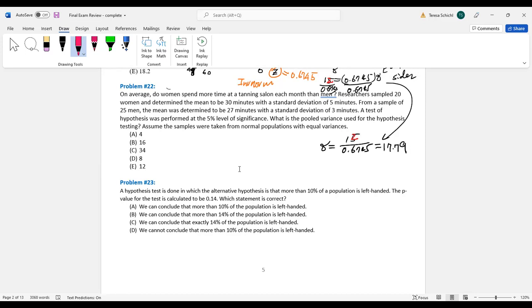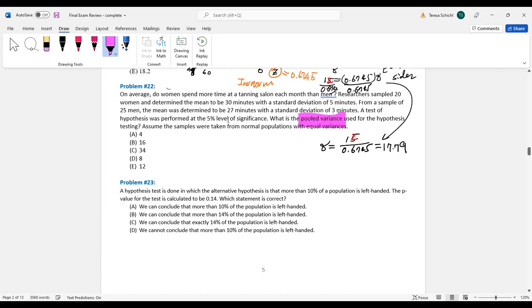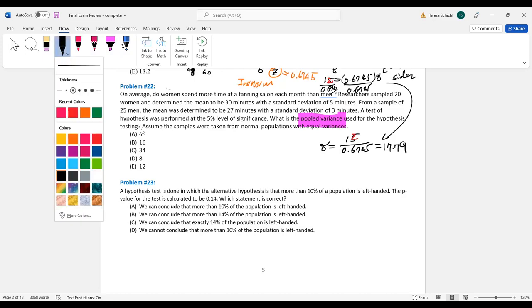What is the pooled variance used for the hypothesis test? Assume the samples are taken from normal populations with equal variances. So in here, what do we try to do? We want to find the pooled variance, and we assume the normal populations. For this type of problem, first let's write down all the information.